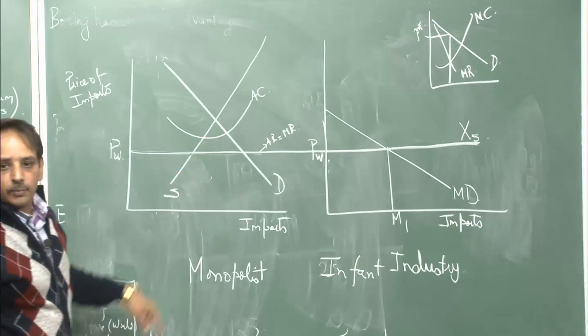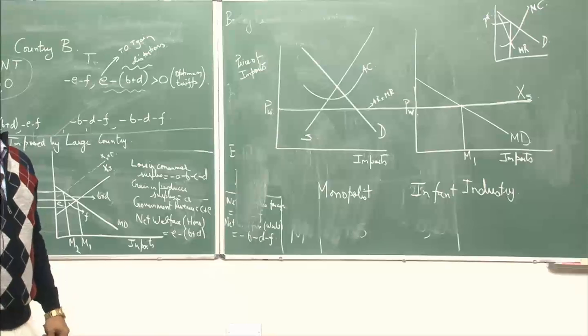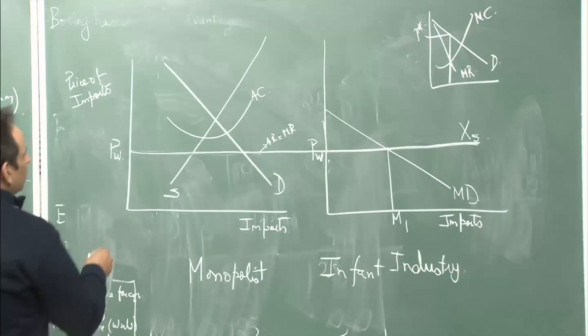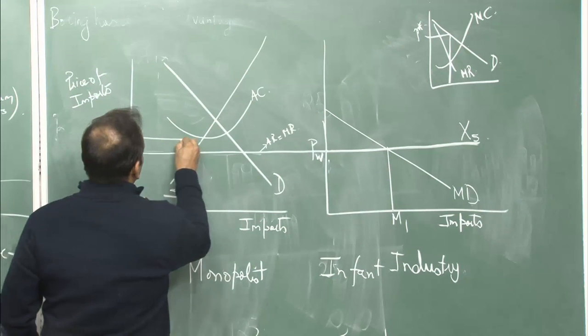So, how will the support come? The support will come if the government imposes tariffs. So, if the government imposes tariffs, you know what happens. The domestic price of that good goes up.